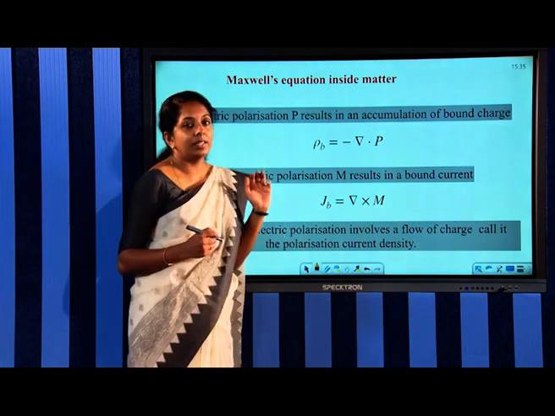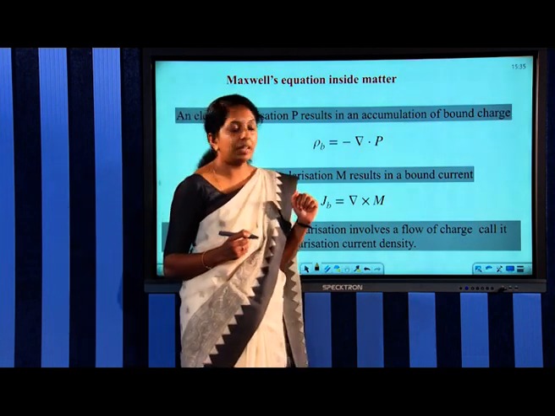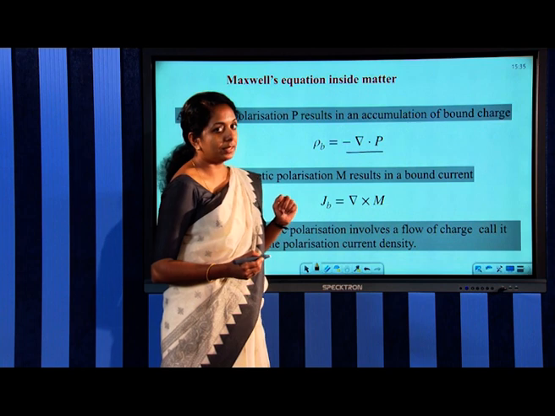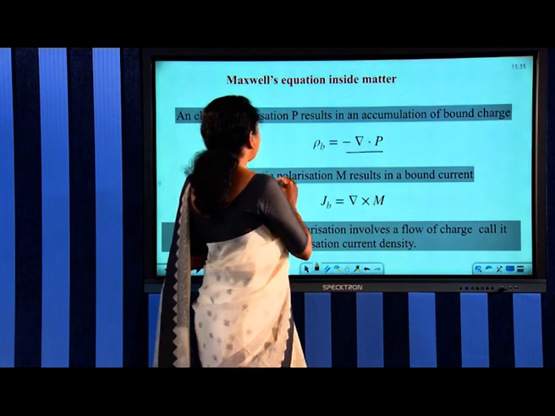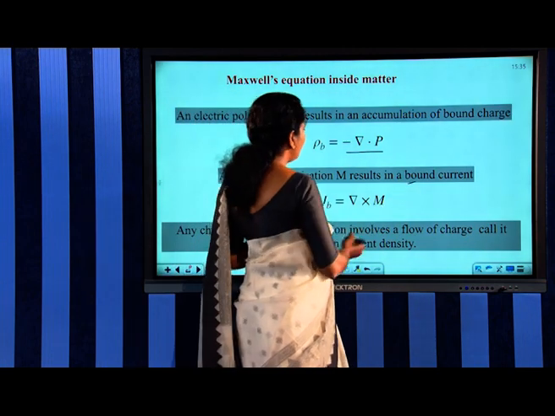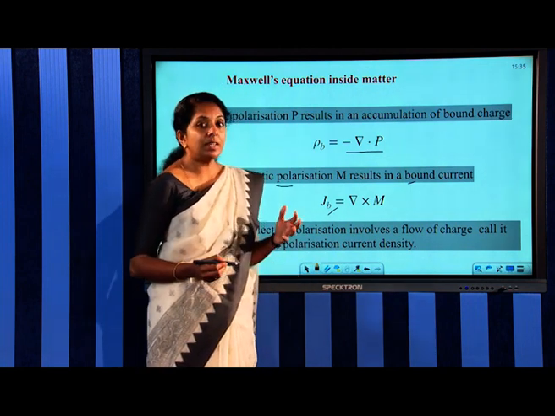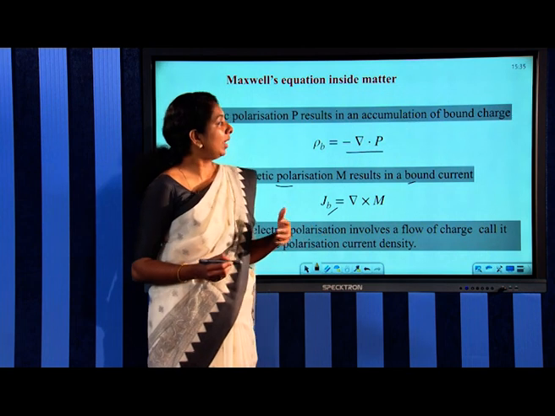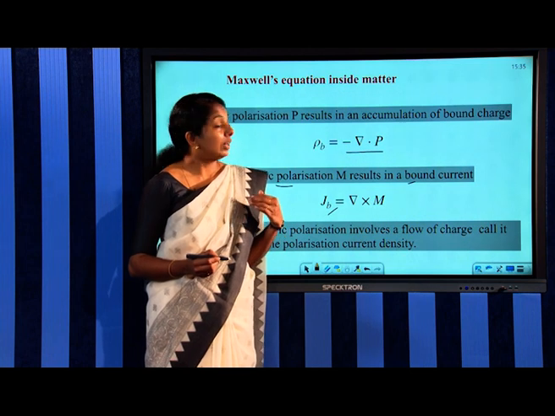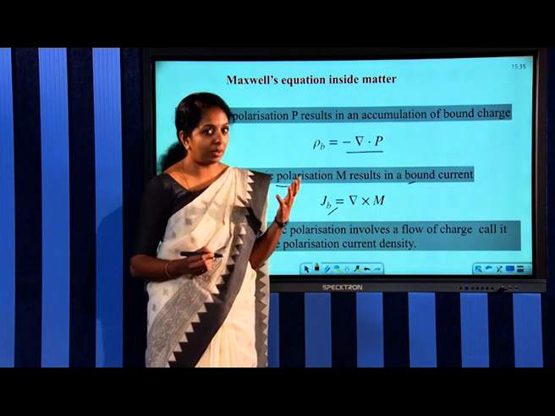An electric polarization P results in an accumulation of bound charge, and the value of rho b is given by minus del dot P, where P is the electric polarization. Similarly, a magnetic polarization M results in an accumulation of bound current, denoted by J_B, which is equal to del cross M. These are situations we have already seen in electrostatics and magnetostatics. Now, we are going to see whether any bound charge or bound current corresponds to a change in electric polarization.